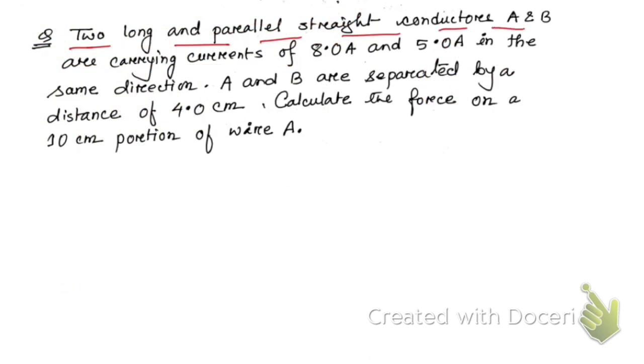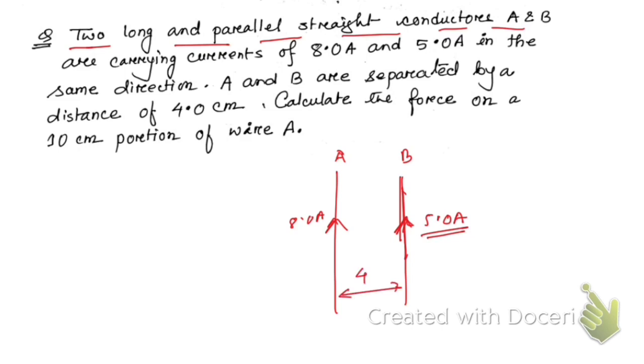Parallel straight conductors A and B. Suppose we have two parallel conductors A and B, carrying current. 8.0 ampere current is being carried by conductor A, and 5.0 ampere current is being carried by conductor B in the same direction. They carry current in the same direction, and A and B are separated by a distance of 4.0 centimeter. So the separation is 4 centimeter.